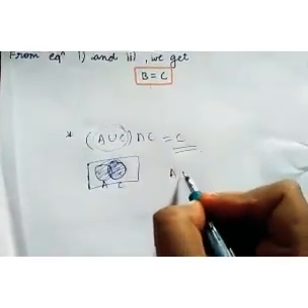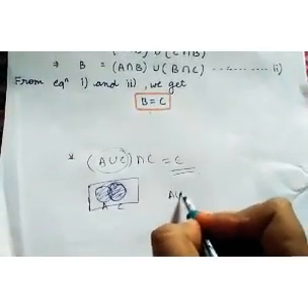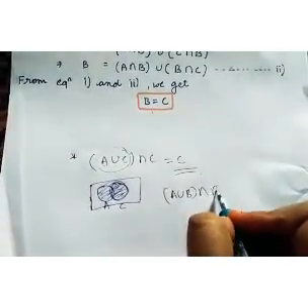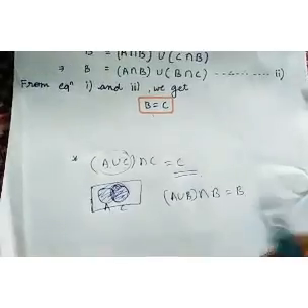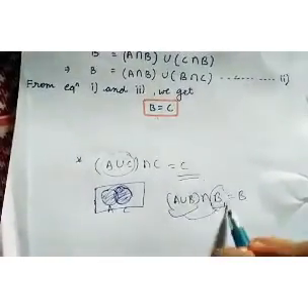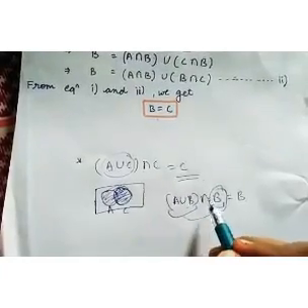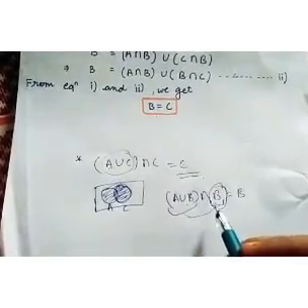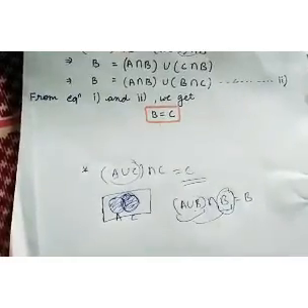Similarly, A union B intersection B will come out to be B, because between these two sets, B is the common portion, and whenever we write the intersection, we have to write the common portion. Therefore, this is equal to the set B.